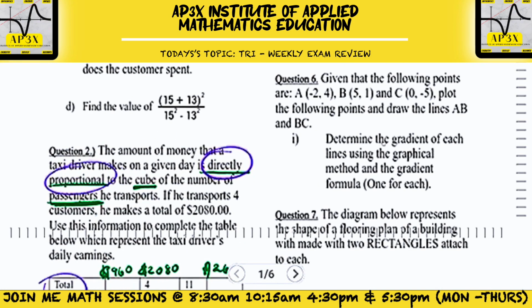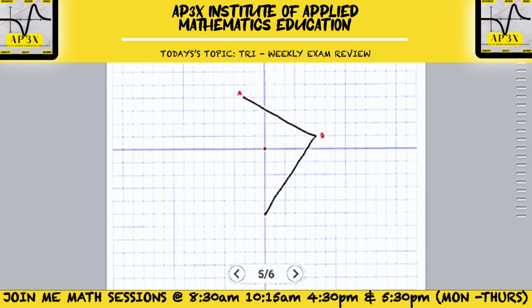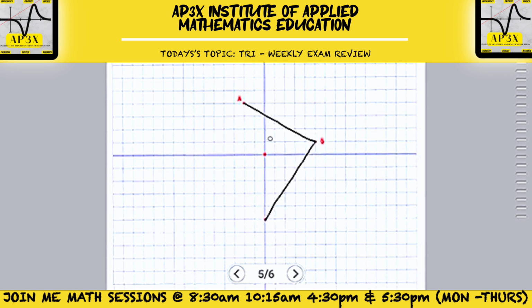Alright, so what were we asked to do with this information? We were then asked to determine the gradient of the lines using the graphical method, and we should also use the formula. So students had an option. They could choose to find the gradient of BC using the formula, or find the gradient of AB using the formula and then use the graphical method, rise over run, for BC. You had options.